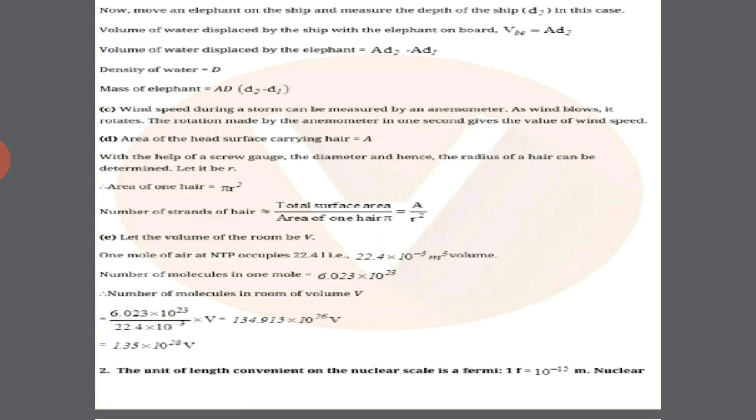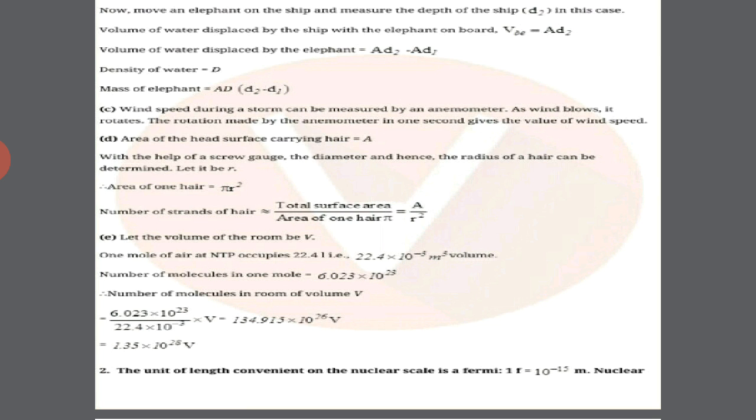1 mole of air at NTP, normal temperature pressure, occupies 22.4 liter. Okay, that is 22.4 into 10 to the power minus 3 meter cube volume. Number of molecules in 1 mole is equal to this one. The number of molecules in the room of volume V will be found out, and after putting the values, when we calculate this, it will become 1.35 into 10 to the power 28 of volume.